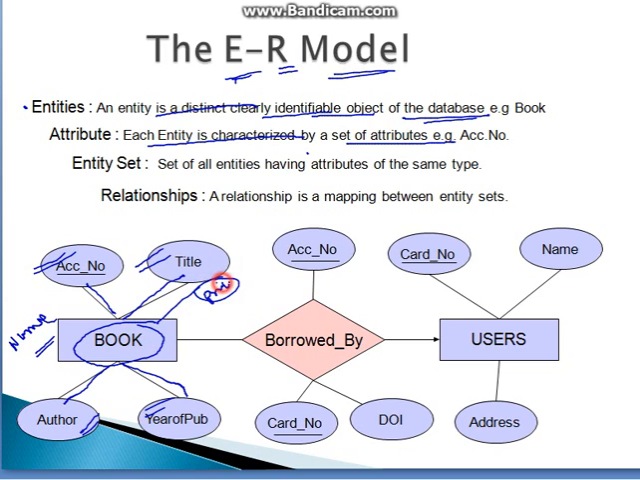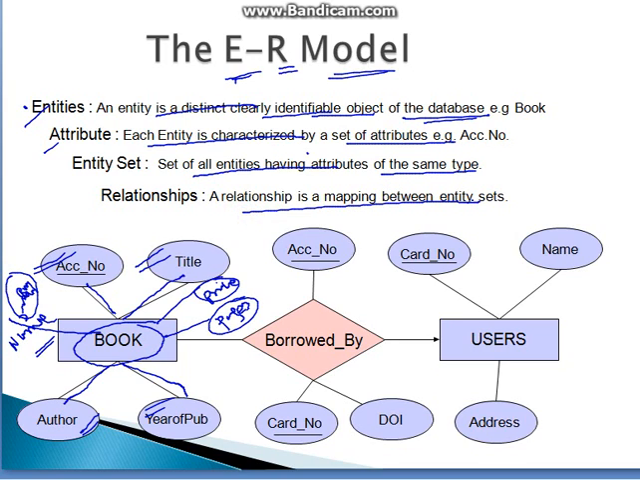For example, price is also an attribute. You can take another attribute, for example pages, how many pages there are. Another attribute is whether the book can be bought online or not. So we have seen entities and attributes. Now a set of entities having attributes of the same type is an entity set. A relationship is a mapping between the entity sets.